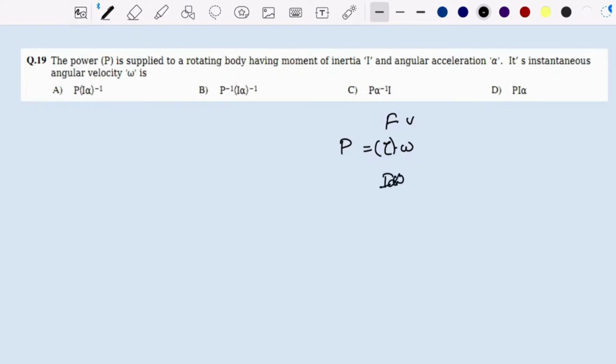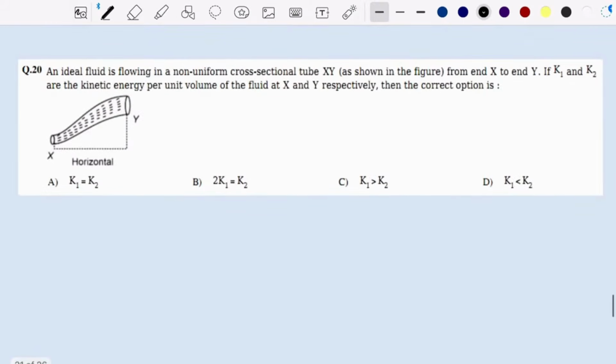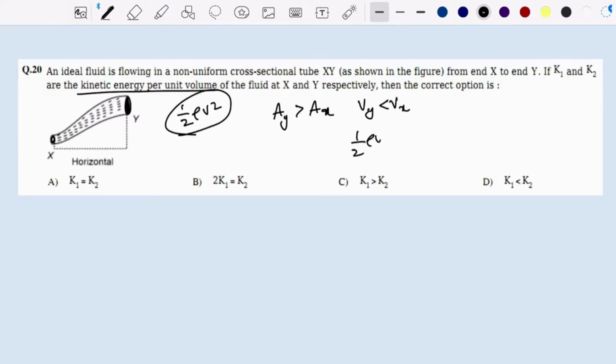Omega is P by I alpha, which is P into I alpha power minus 1. Now ideal fluid, this is based on Bernoulli's principle. He is asking kinetic energy per unit volume, which is defined as half rho V square. We know one thing, area is more, which means by equation of continuity, area of y is greater than area of x, which implies V of y will be less than V of x. By applying that here, I can also say half rho Vy square will be less than half rho Vx square. So kinetic energy at this x is k1 and y is k2 is given. So k1 is greater than k2 is the right answer.